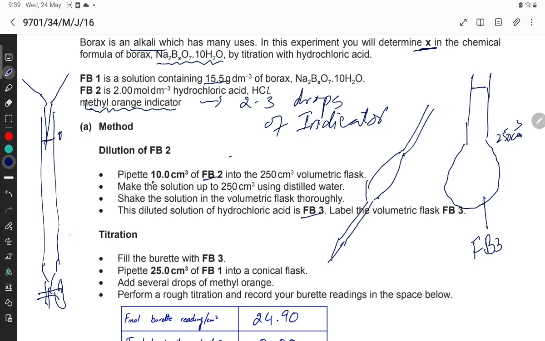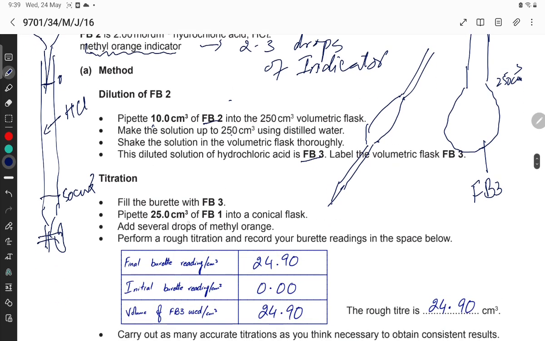Starting from 0 and over here 50 centimeter cube. So fill the burette with FB3. FB3 is diluted hydrochloric acid, so hydrochloric acid is in the burette.